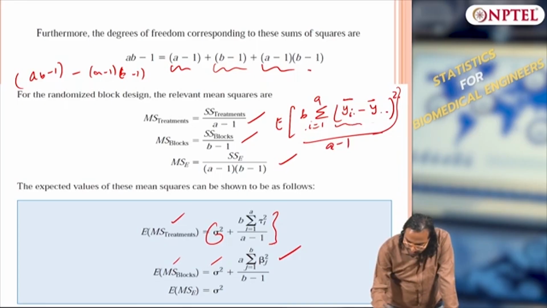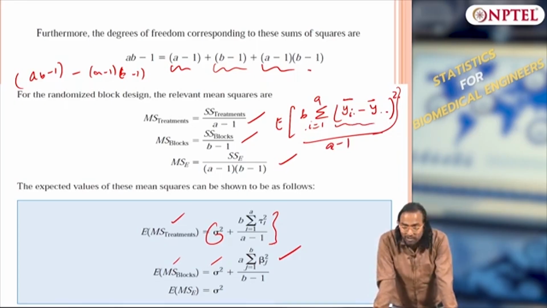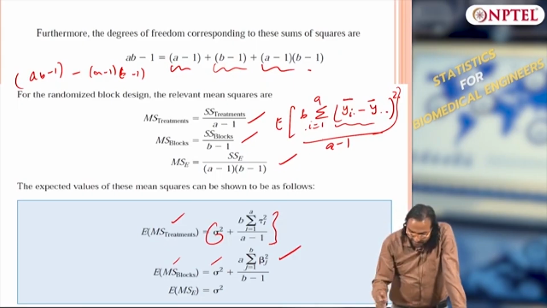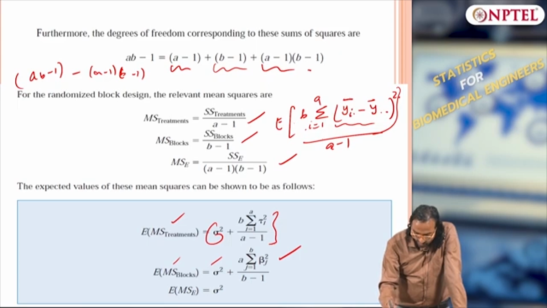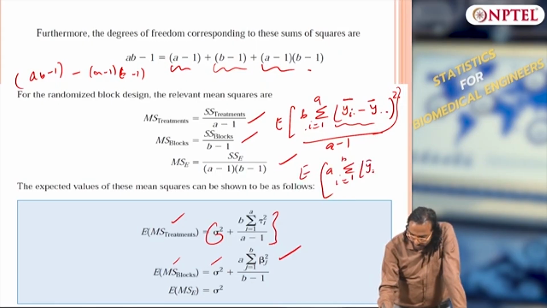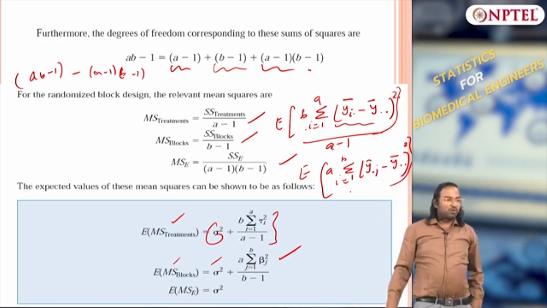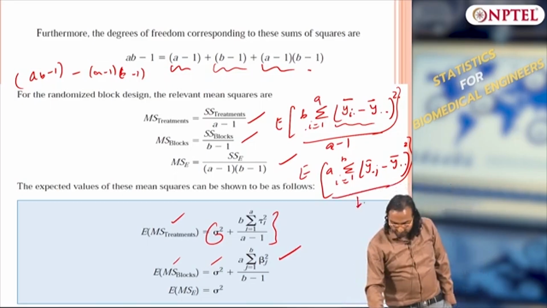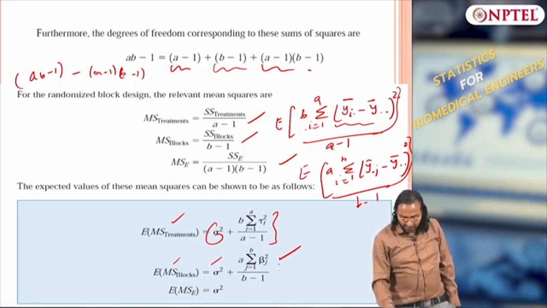Now you can expand this, you can take a minus b the whole square and expand it as a square plus b square minus 2ab term. Like what we did in ANOVA, the cross terms will get cancelled and you will get the same idea. Similarly, you can take the expectation of a times summation j equals 1 to b, y bar dot j minus y bar dot dot, the whole square, that is your mean square block divided by b minus 1. You will end up having this term.